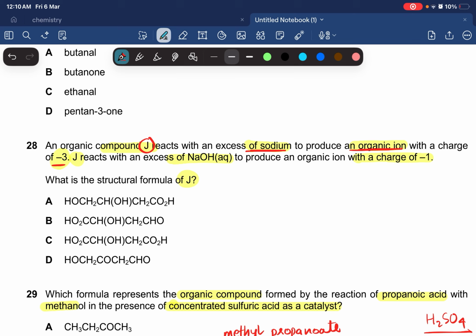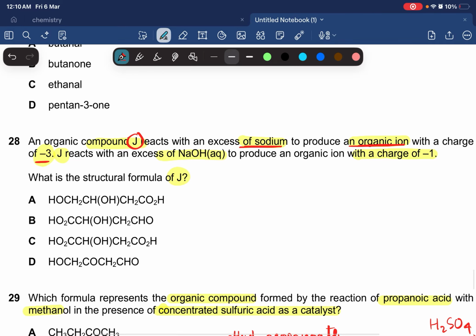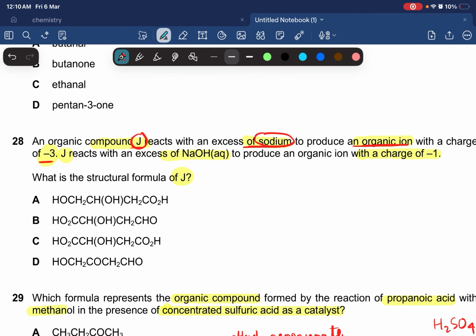J needs to react. That's why I said I'm going to do the organic part first, because I don't think the majority can solve these types of questions. J is going to be something that reacts with sodium, and when it reacts with sodium, hydrogen gas is produced. We know what kind of compounds react with sodium: either it has an OH group, which is an alcohol functional group, or a COOH group, which is a carboxylic functional group.